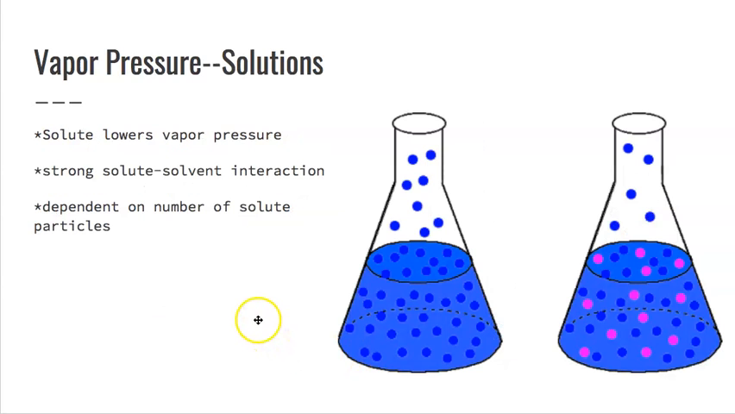If you add a solute to your liquid, the intermolecular forces between the solute and the solvent are going to make it harder for that solvent to escape as a gas. So there's attraction between my blue liquid particles and my pink aqueous particles, and that makes it harder for those liquid particles to escape as a gas. This is going to depend on the number of solute particles, so if you have a higher concentration, it's going to decrease the vapor pressure as well.